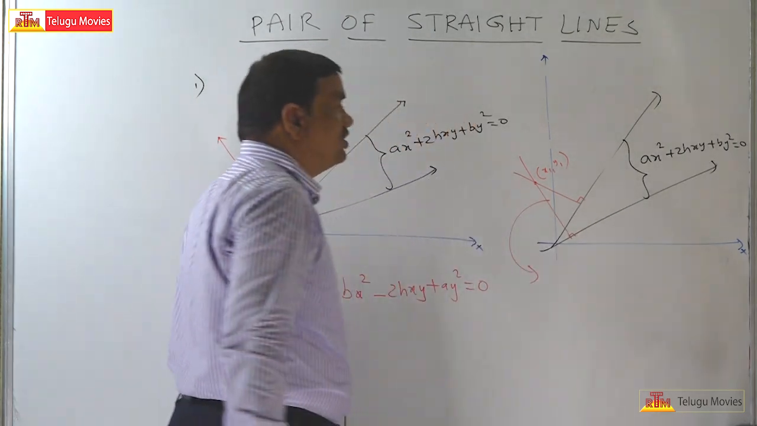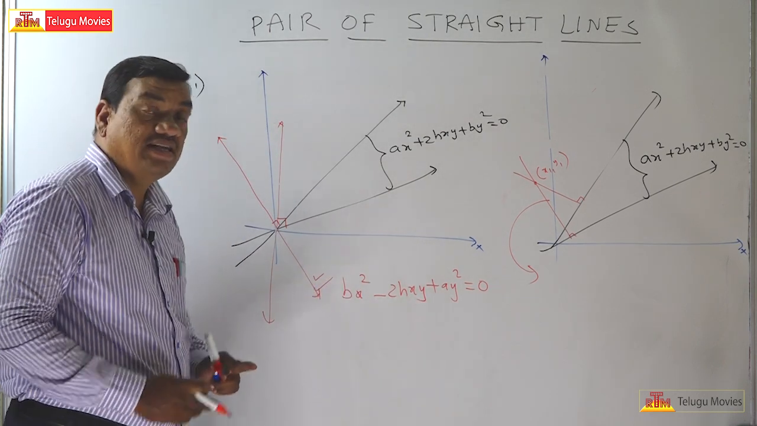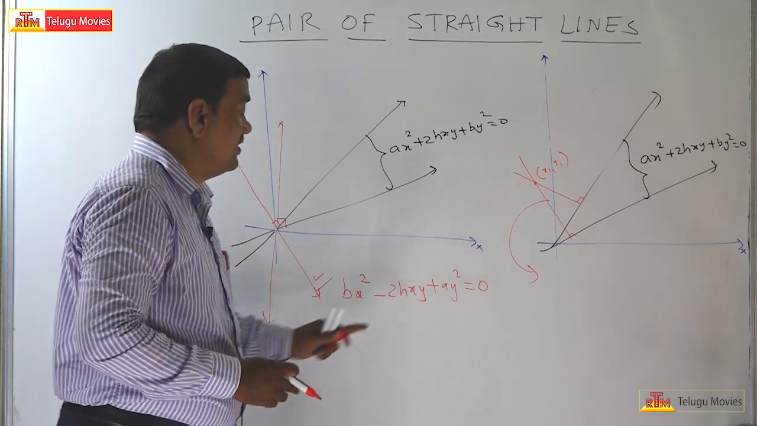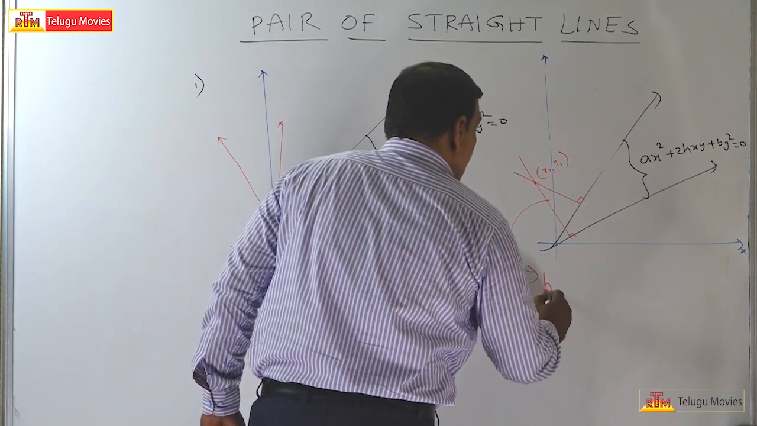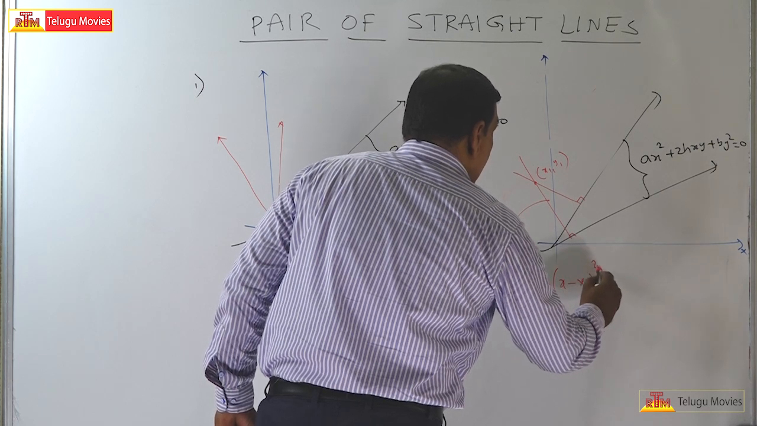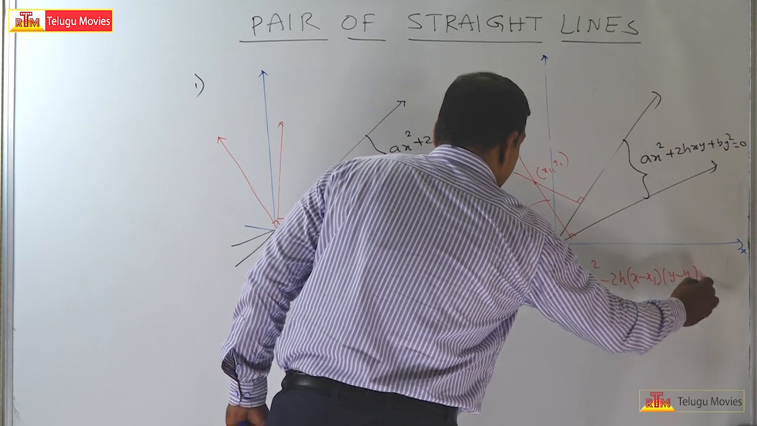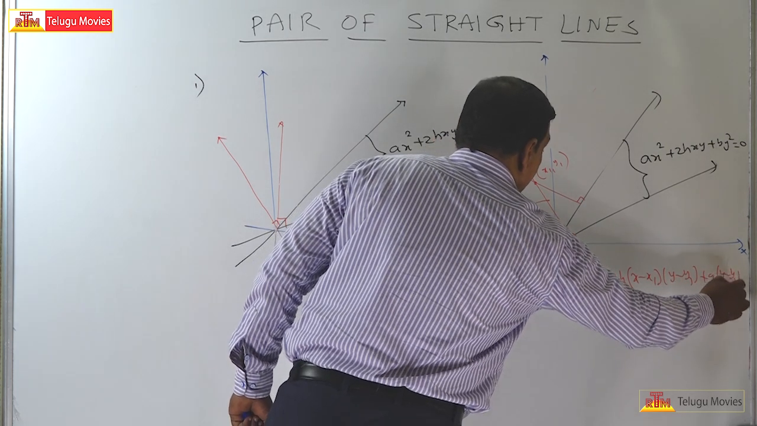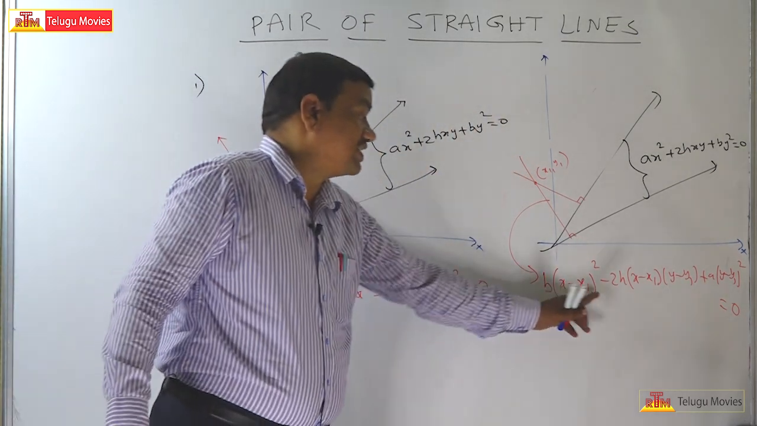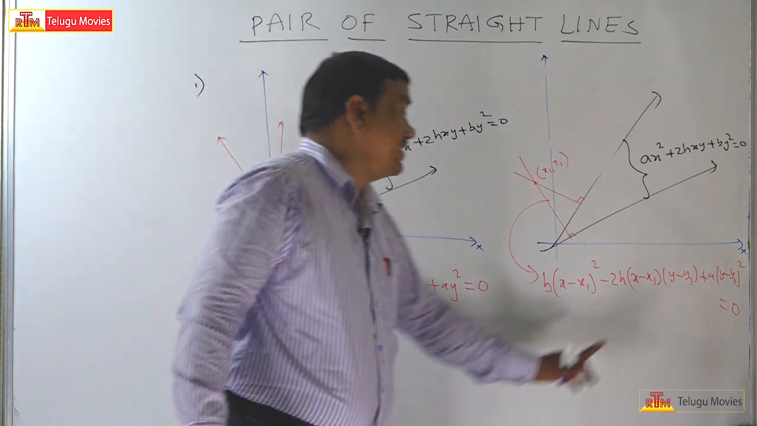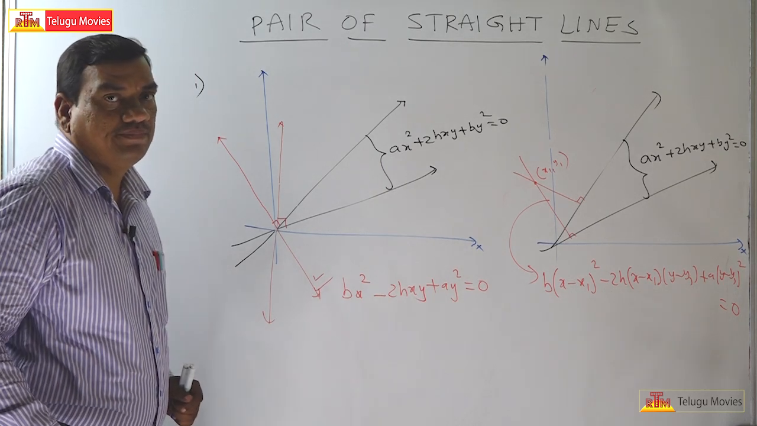The equation of this pair of lines is almost the same, but in place of x, you will get x minus x1, and in place of y, you will get y minus y1. So this is b into x minus x1 whole square minus 2h times x minus x1 into y minus y1 plus a into y minus y1 whole square is equal to 0. In place of x, substitute x minus x1. In place of y, substitute y minus y1. That's all. Both formulas are almost the same.